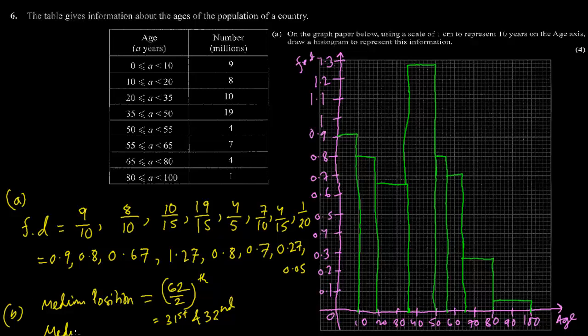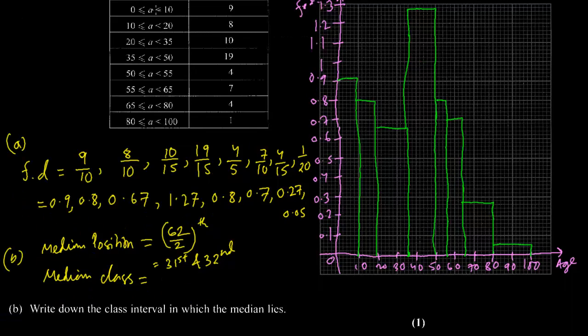So the median class, since we don't have any individual data, it has to be the median class. So the median class is going to be, if we count it, 9 plus 10 is 19, 19 plus 8 is 27. So the 30th and 31st is going to be somewhere around here. So this should be the median class, from 35 to 50. 35 to 50 is the median class.